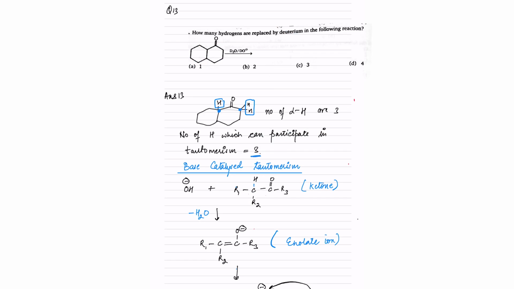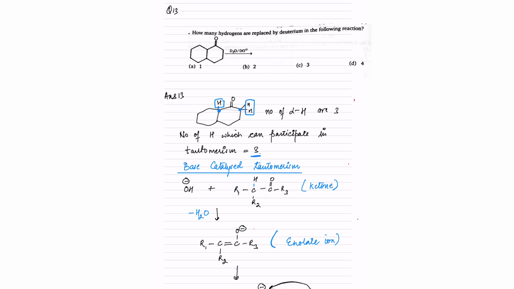Question number 13. What does question number 13 say? It says how many hydrogens are replaced by deuterium in the following reaction? First of all, understand that the compound given to us is a ketone and the reaction is happening in a basic medium. So it is basically facing tautomerism here. In tautomerism, the alpha carbon hydrogens are involved.